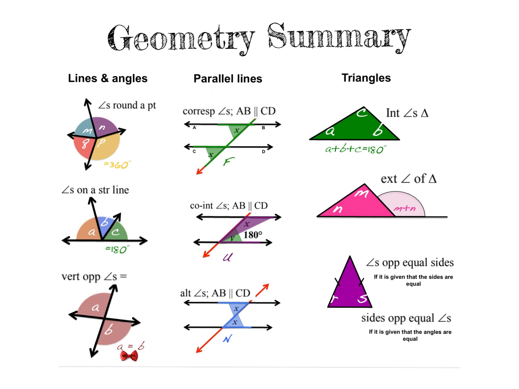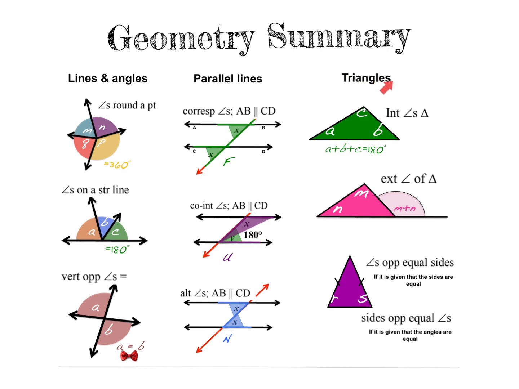Then we have parallel lines. You might know the letters F, U, and N, which spell fun. So when you see the F, that is corresponding. The U is co-interior. They add up to 180. So unlike corresponding where it's equal, these ones add up to 180. And then we have the Z or the N, which are alternate angles.